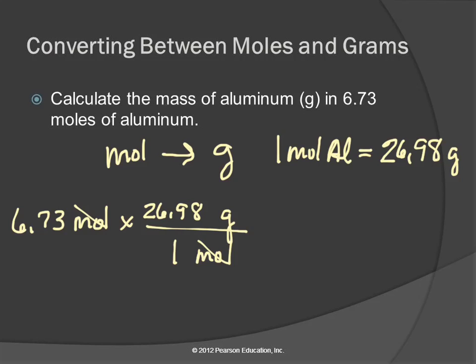So we've got 6.73 times 26.98 equals, how many significant figures should this answer have? 3. What we're starting with has 3. And we'll see this a lot, that even using a periodic table where the numbers are rounded to 4 significant figures, that will not usually limit our answer. Usually they use 3. So we'll come up with 182 grams.